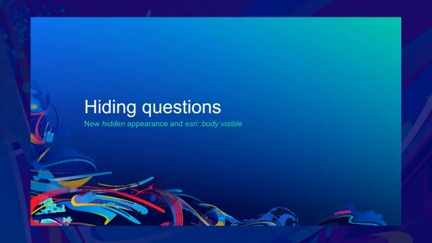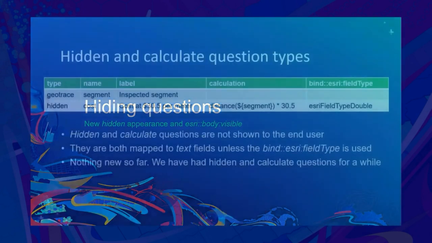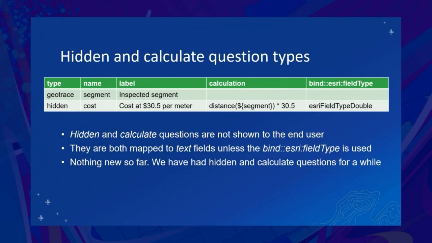This is an important section because it talks about techniques that you can use to calculate values within your form without showing them to the user, and how to better control the visibility of questions, pages, and groups in your smart forms. So the traditional way to hide a question is through hidden and calculate question types.